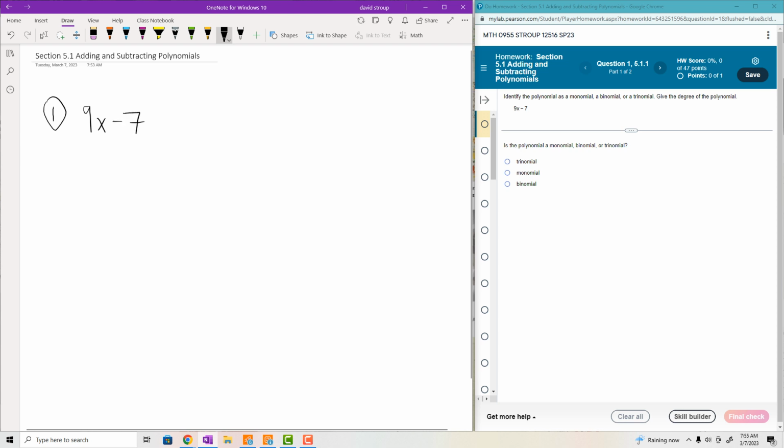There are 2 terms. The 9x is one of the terms, the negative 7 is a second term, so we call that a binomial. That prefix bi, like bicycle, there's 2 of them. The other prefixes you see on the terms to the right, mono for 1 and tri for 3.